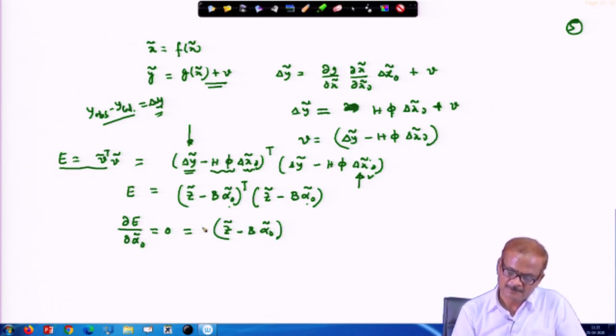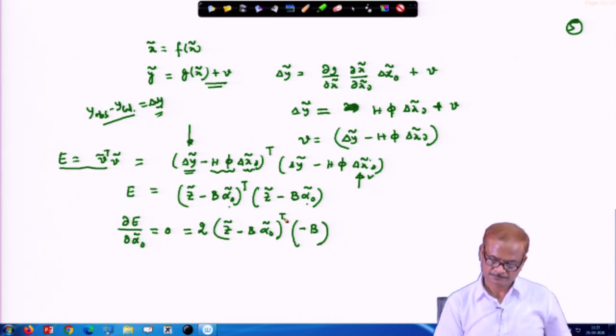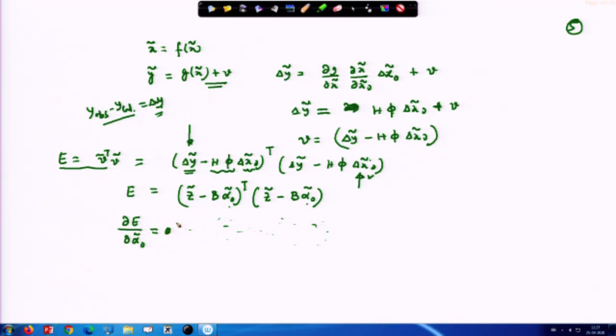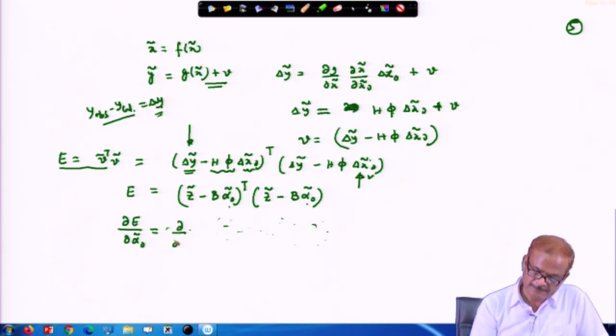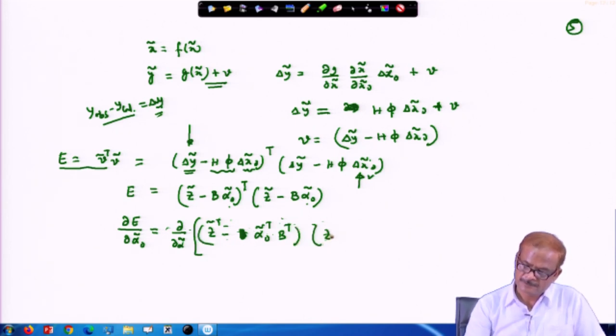I will take a shortcut. Basically here this can be written as 2 times... So, the quantity we need, let us write it first, expand it, and then we will do the other part. This is B transpose, because this is a vector, so alpha 0 tilde transpose times B transpose and then z tilde minus b times alpha 0 tilde.